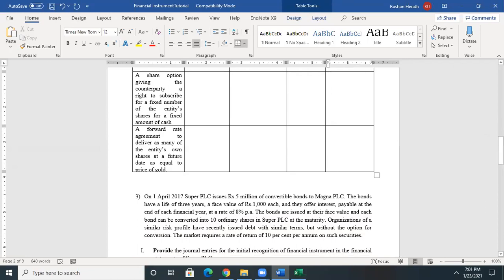The next one. A share option giving the counterparty a right to subscribe for a fixed number of the entity's shares for a fixed amount of cash. So you are giving a counterparty a right to subscribe for a fixed number of the entity's shares for a fixed amount of cash. Then what is the situation? Fixed number of shares for a fixed amount of cash.